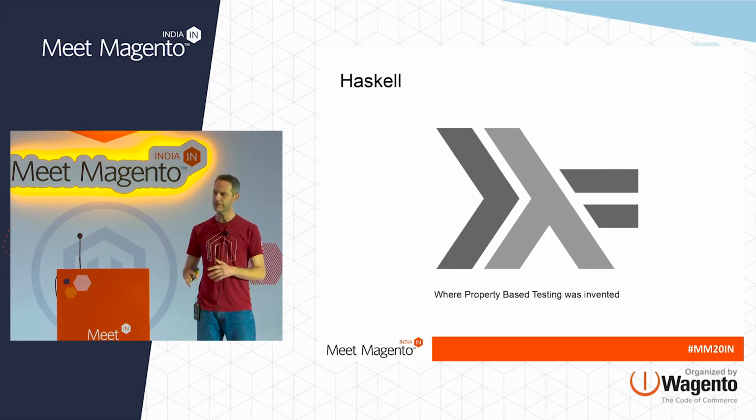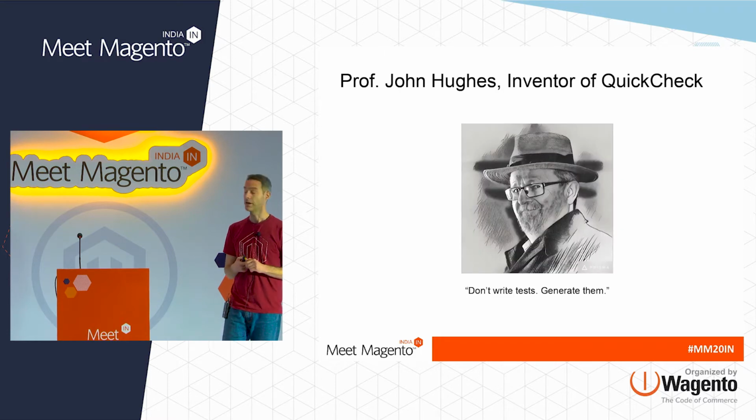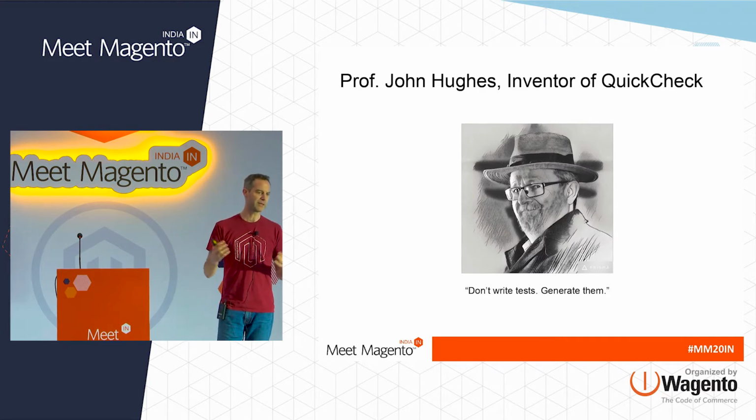Property-based testing was invented in the Haskell community. Now, Haskell is a language I am not familiar with. I have great respect for it, but it's a pretty foreign world for me. I did a workshop once or twice, but I never really felt at home there. But that's where property-based testing was invented by this person here, Professor John Hughes. He is professor of computer science at Chalmers University in Göteborg, Sweden. And he released a tool called QuickCheck in 1999. So that's where property-based testing originated.